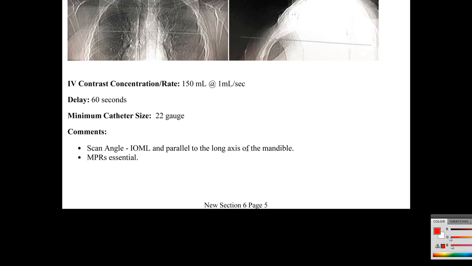Also notice that MPRs are essential, which means that utilization of coronal and sagittal imaging as well as obliques is pretty much mandatory. There's no way that these will not be helpful.